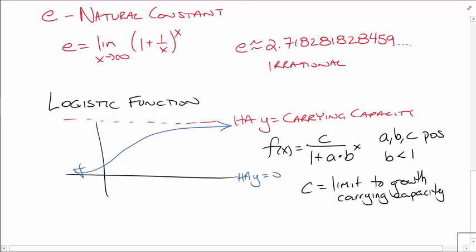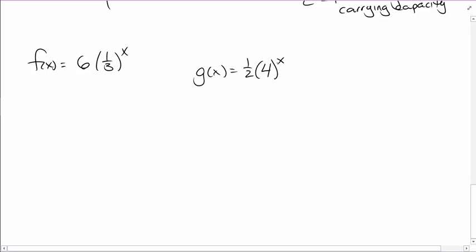What I'm going to ask you to do now is graph the following three functions. f of x equals 6 times the quantity 1/3 to the x, g of x equals 1/2 times 4 to the x, and finally h of x equals 32 divided by 1 plus 3 times 1/2 to the x power, all in the denominator.